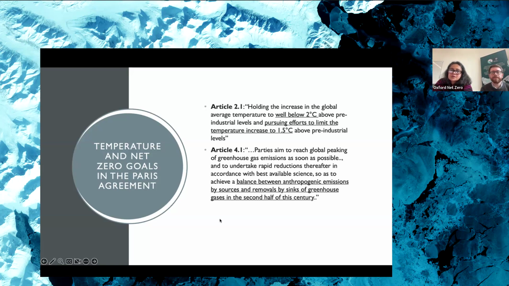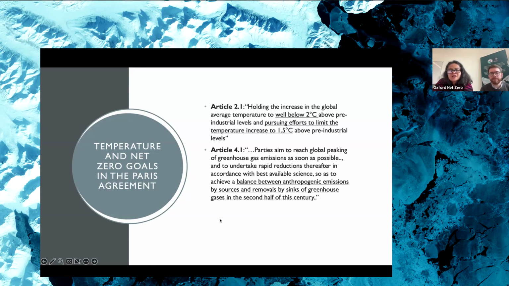The net zero goal that follows on from this temperature goal is contained in Article 4.1 of the Paris Agreement. It's worth noting that the Paris Agreement doesn't use the term net zero either in Article 4.1 or anywhere else. This is a term that has evolved in the scientific literature and in subsequent Conference of Parties decisions, but not in the Paris Agreement itself.